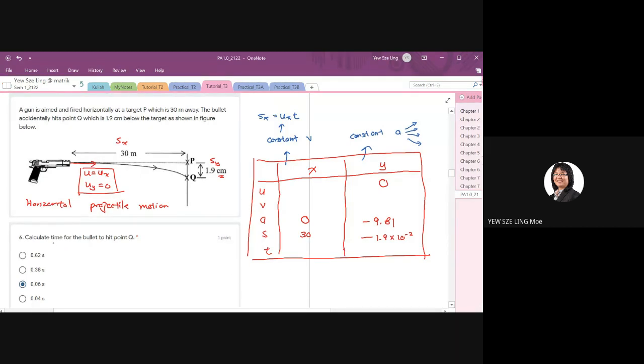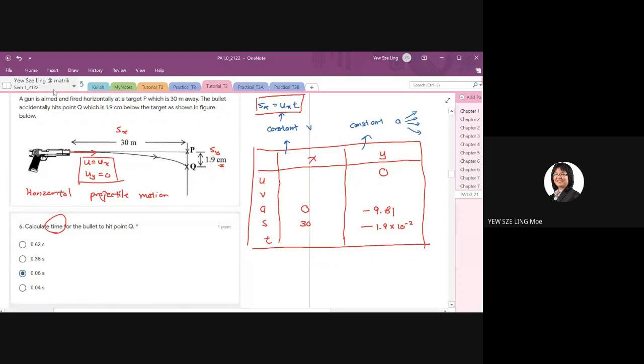So the question asks us to calculate time. Can you use the X component? Obviously cannot, because you don't have U. You have only one equation and you don't have the information about the initial velocity. Therefore, we are going to use the Y component. So let's see which equation can be used. Now we have U, we have a, we have s. We want to find t. So obviously you have only one equation that can be used, which is s equals ut plus 1 over 2 at squared. So s is negative 1.9 times 10 to the power of negative 2 equals u, which is 0, plus 1 over 2 times negative 9.81 t squared. Rearrange the equation, we then obtain t equals 0.06 second.